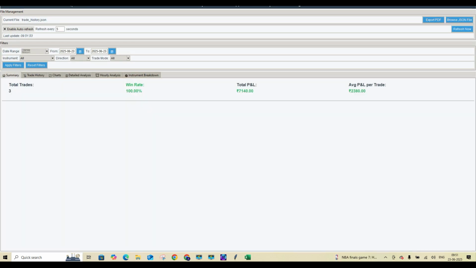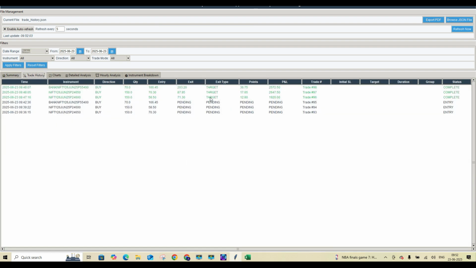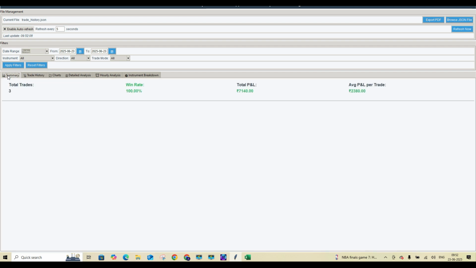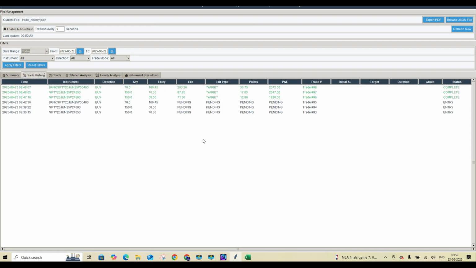As traders, you can see here 3 orders are completed, 3 trades completed with a winning rate of 100%. All 3 hit the target with a good profit, a total profit of rupees 7000 plus, and the average profit is 2300 plus. This is how our summary shows, and this is the trade history. We are not able to take a trade every day, but it takes everything automatically, buy and sell automatically. So it is called Excel Algo trading.